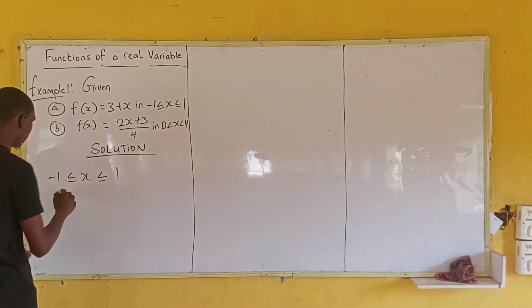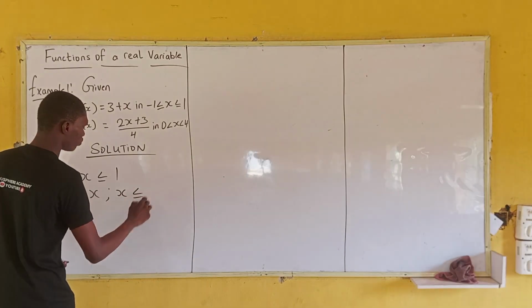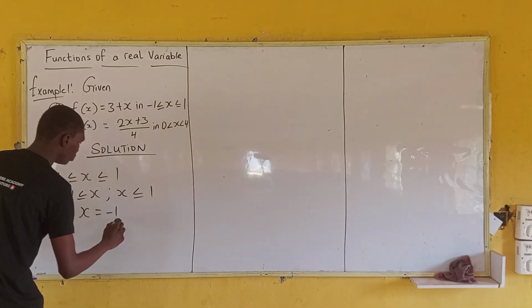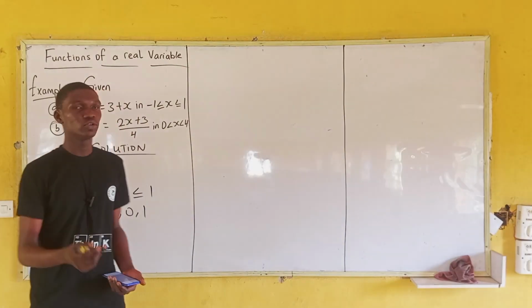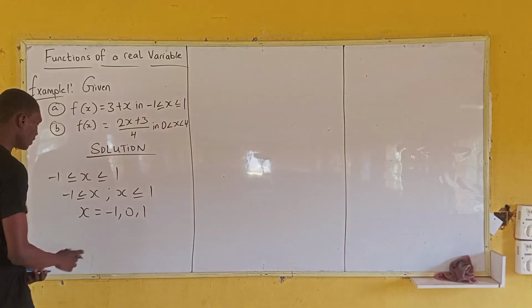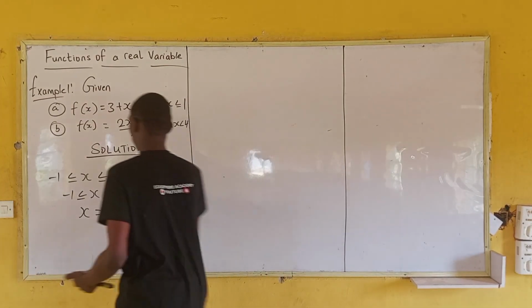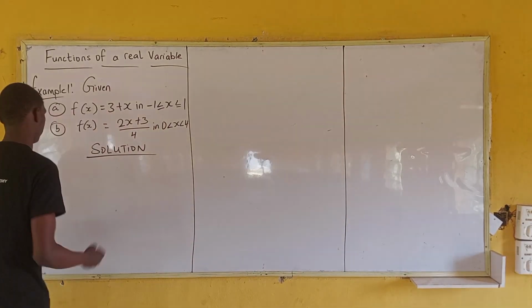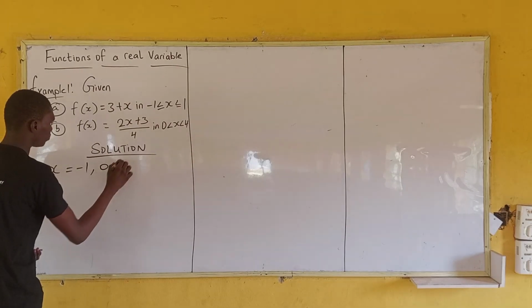What they are saying is simply that minus 1 is less than or equal to x, and x is less than or equal to 1. So what they are saying is that x can only be minus 1, 0, 1. Our x can be minus 1, our x can be 0, and our x can be 1. Alright, moving on. So given our x to be minus 1, 0, and 1.